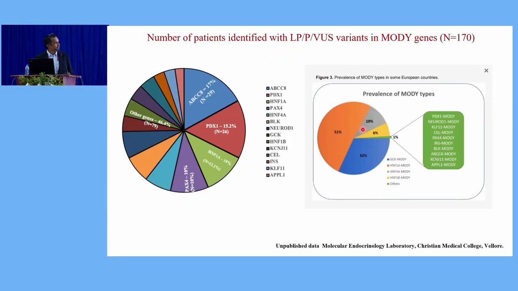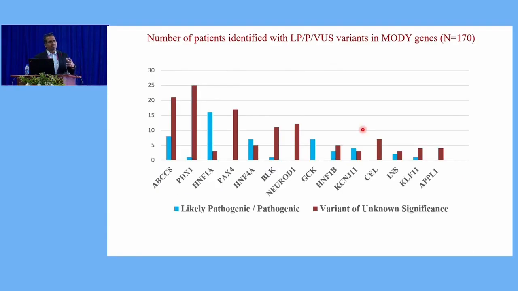So till now I was presenting on variants which are pathogenic and likely pathogenic. But when you bring in the VUS variants, you see that the spread is totally different. You see ABCC8, PDX1, HNF1-alpha, and also PAX4. I'm just going to show the spread, how they are across. If you see HNF1-alpha, HNF4-alpha, and GCK, the blue bar is high, right?